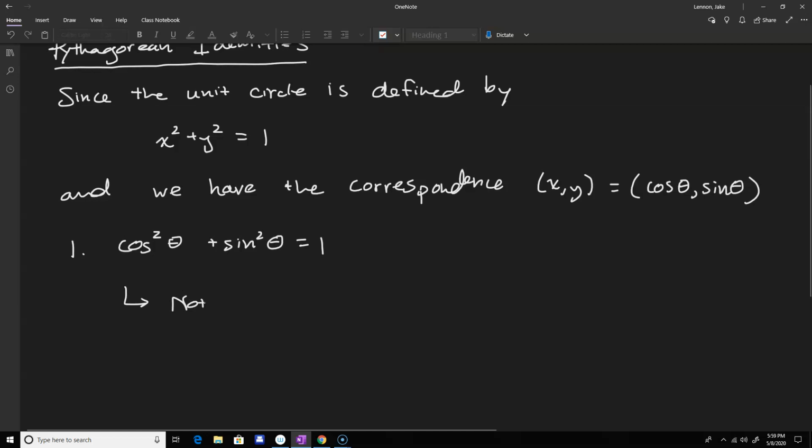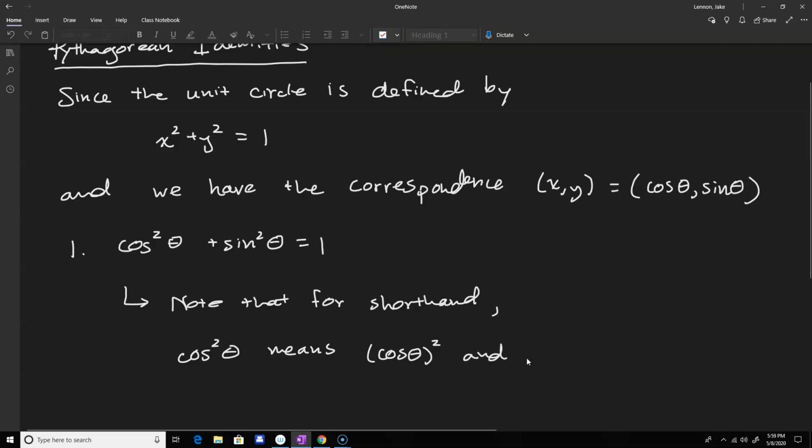So note that for shorthand, cosine squared theta means cosine of theta in parentheses quantity squared, so cosine of theta times cosine of theta, and not cosine of theta squared. So do not confuse those two things. Cosine squared theta, where the squared symbol is written between the cosine and the theta, means that the cosine itself is actually squared.